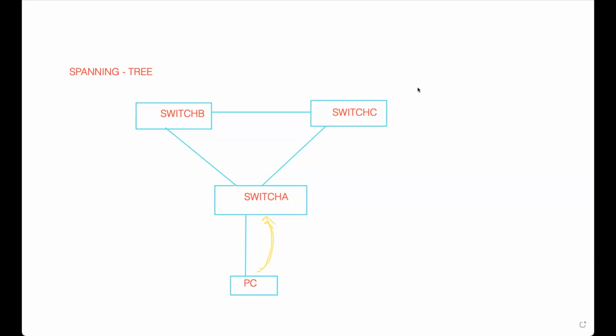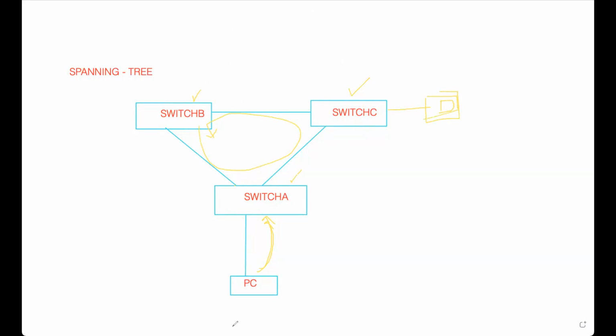So let's talk about that. There is a destination here. We need a mechanism where these switches will talk between them. They should talk and elect the best path between them. So switch B should talk to switch C, and switch C should talk to switch A, and elect one of the best paths to reach the destination.